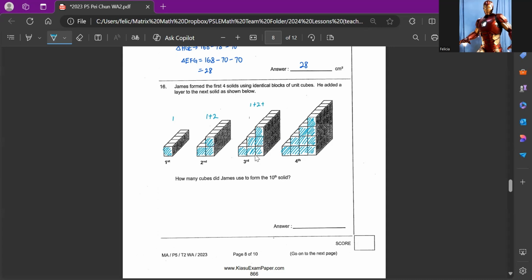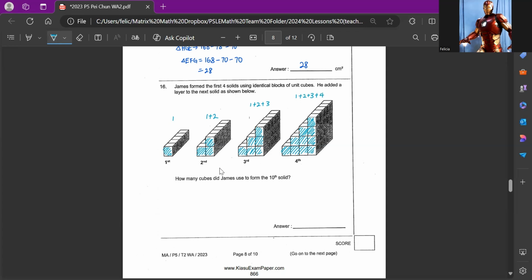Then it's easier for you to figure out the pattern, you notice? Same for figure 4: 1 plus 2 plus 3 plus 4. I'm going from top to bottom layer, if you realize. Now, I hope you notice the pattern already. So long as your second figure is 1 plus 2, third figure is 1 plus 2 plus 3, fourth figure is 1 plus 2 plus 3 plus 4.